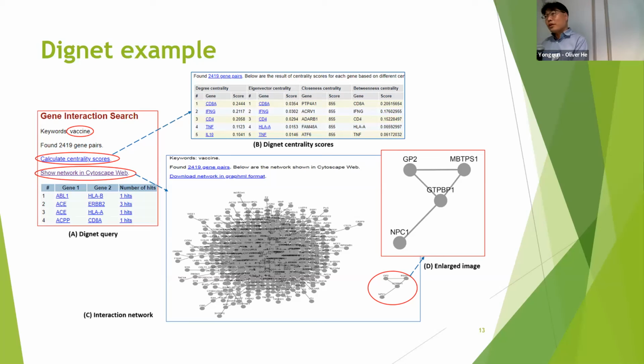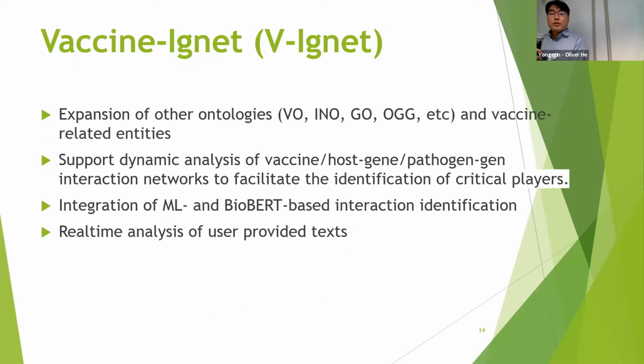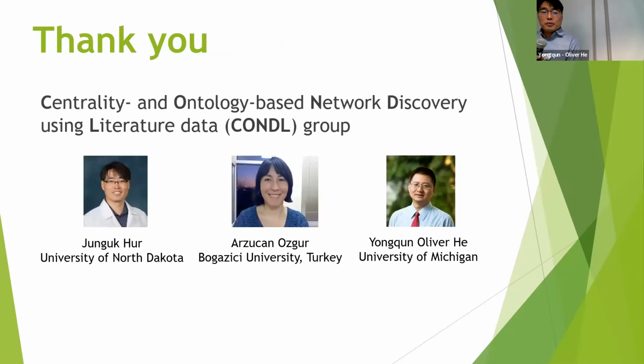So these are what we can currently provide from iGN, and we are trying to expand it further to include a lot of vaccine-related information, like the VO and other vaccine entities like epitopes and protective antigens, and they will be integrated into the system. Once we have established more advanced machine learning based approaches, the platform will be integrated into this web-based system. That's what we are trying to do.